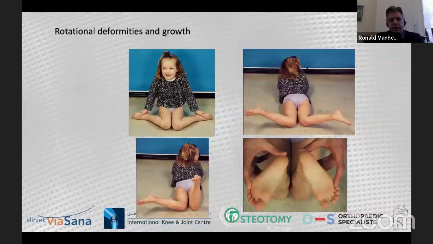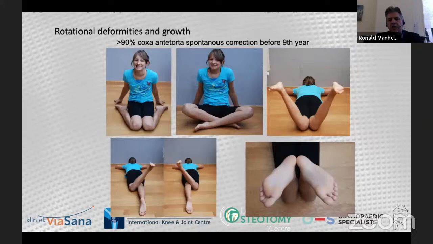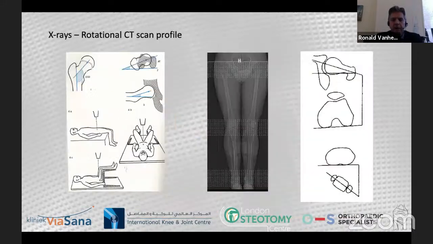This is a 2.5-year-old. Abnormal rotational profile. We're looking at femoral anteversion, and this is at age 12, and there it's corrected. So 90 degrees of anteversion can have a spontaneous correction before the age of 9 years.